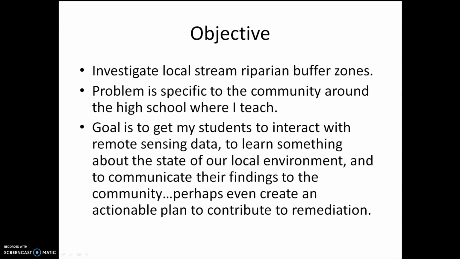So the main objective for my project was to focus on local streams and the riparian zones around them. I wanted a problem that was specific to my community, the community around the high school where I teach. A central focus of my project is to get students to interact with remote sensing data and hopefully learn something about the state of our local environment, and then potentially in the future to communicate their findings to their community and perhaps even create an actionable plan, perhaps to contribute to some remediation if we find that the streams are hurting in the form of riparian buffer zones.